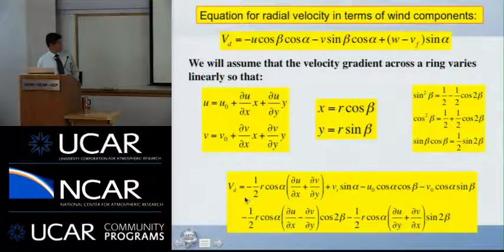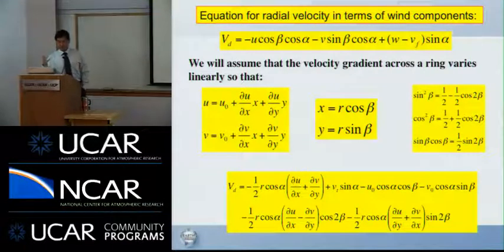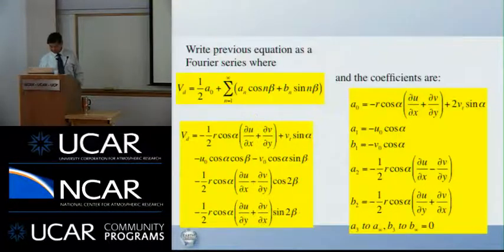And you can see this Vd is a function of beta, which is the azimuth angle, and also a function of alpha. So at a constant elevation angle alpha, Vd is a function of the azimuth angle beta. So if we expand Vd into a Fourier series, this is the equation that we obtained earlier.